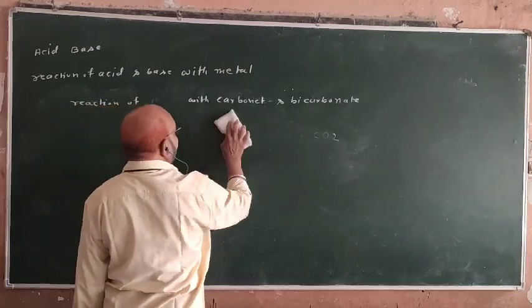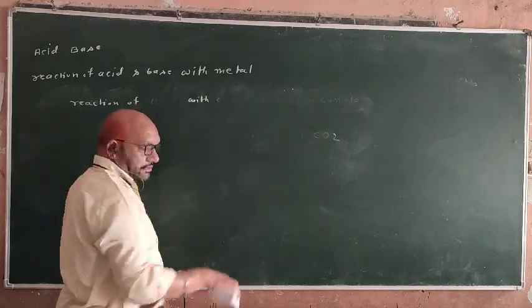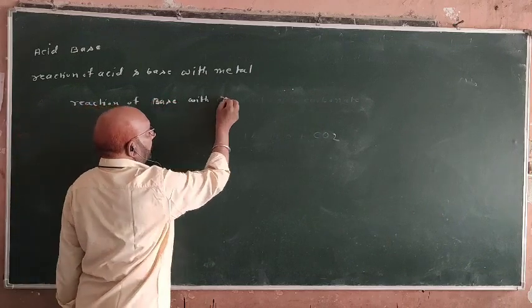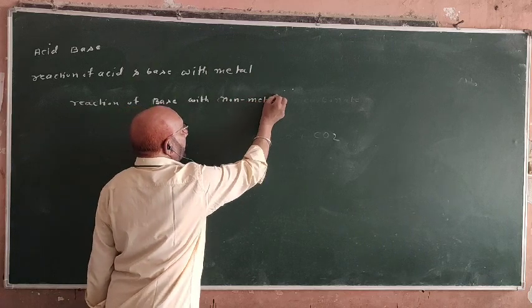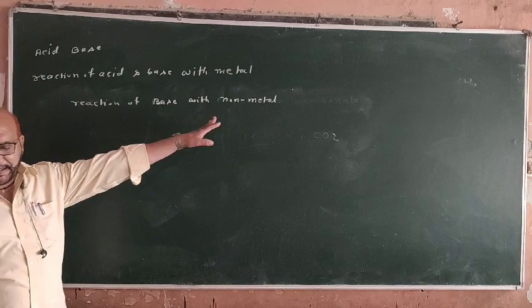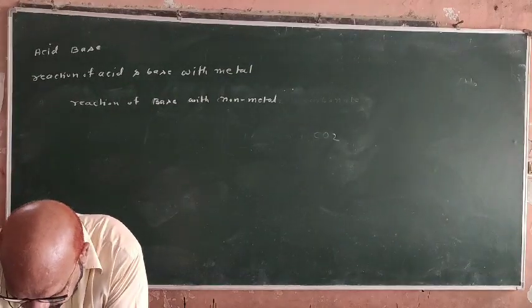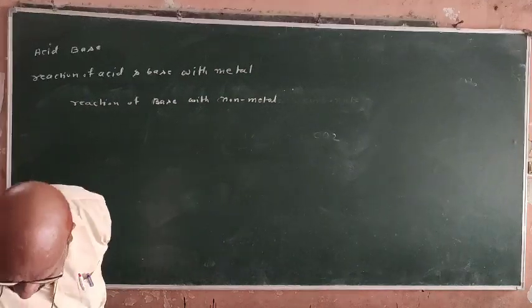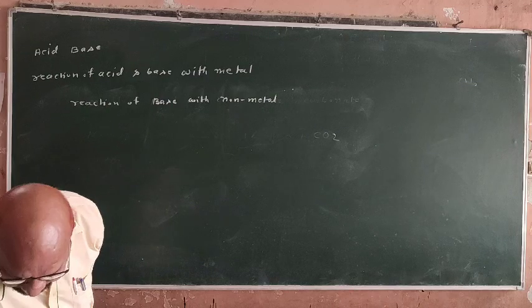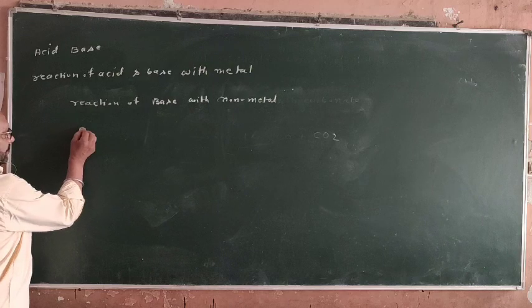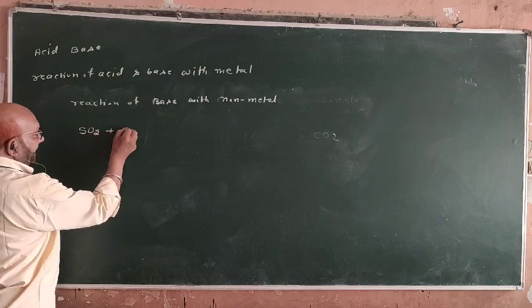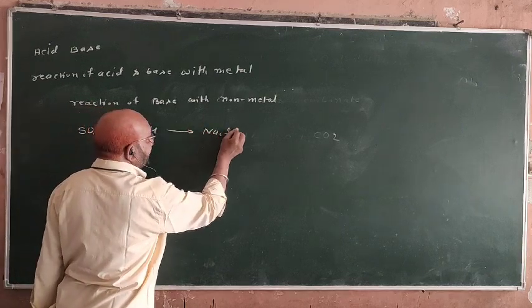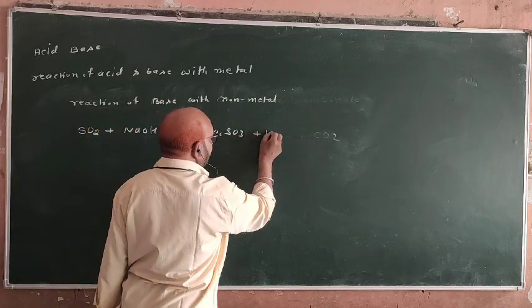Reaction of base with non-metal. SO2, which is called non-metal oxide, plus base NaOH gives Na2SO3 plus H2O.